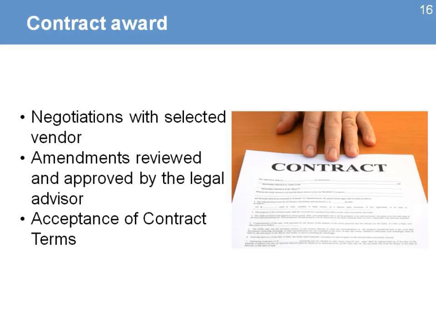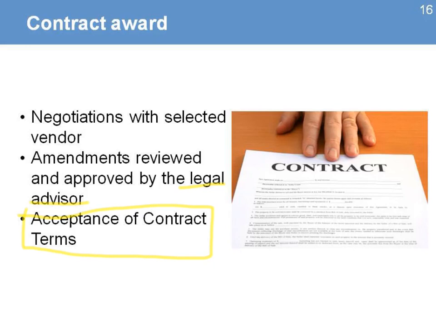Depending on the type of contract, you might have different people involved in that. There could be some amendments. They need to be reviewed and approved by the legal advisor. That is important. Any changes to your standard contract that are maybe coming from the vendor or they agree among both parties, they need to be reviewed and then also approved by the legal advisor in your organization. The idea is that you're making sure that all those changes are part of the contract because those are binding documents. And then the acceptance of the contract and terms.